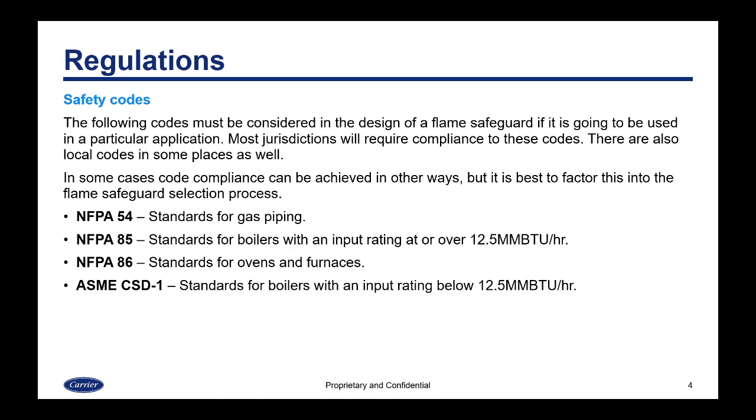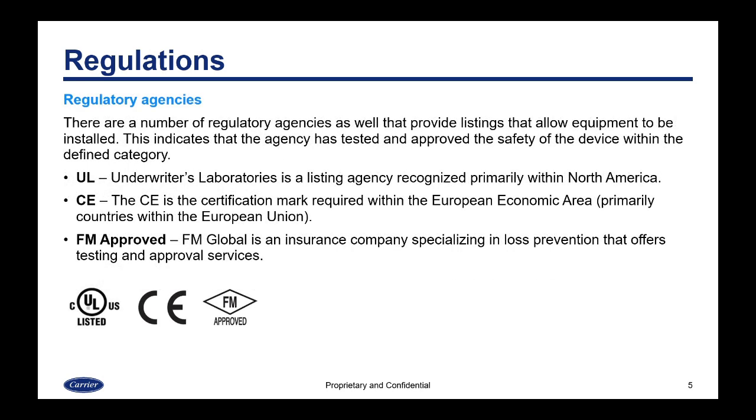There are also a number of regulatory agencies that provide listings that allow equipment to be installed. It indicates that the agency has tested and approved the safety of the device within the defined category. So one that everybody's probably heard of is UL, and you can see on the logo it has a C and a US. That means it is listed in both Canada and the United States. There's also CE, which is a certification mark required within the European Economic Area, which is primarily EU countries. And then there's FM approved, and FM Global is an insurance company, Factory Mutual, that specializes in loss prevention, and they also offer testing and approval services.